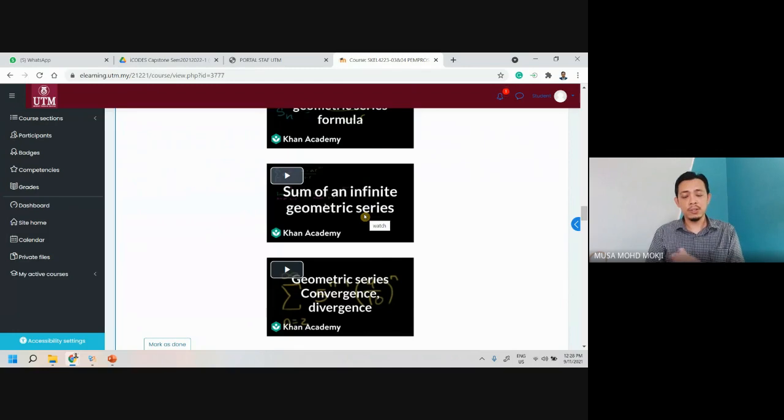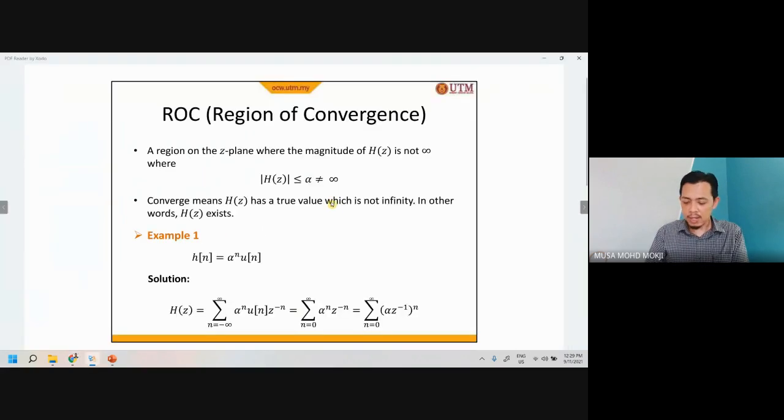It means that you have a sequence with infinite length, and then you do the sum using a geometric series. There are some situations where the value can equal infinity. This is what we call it doesn't converge. If it is converged, the value of the sum is supposed to be less than infinity. In DSP, we call it a region of convergence. So any region, any values, any H(z).